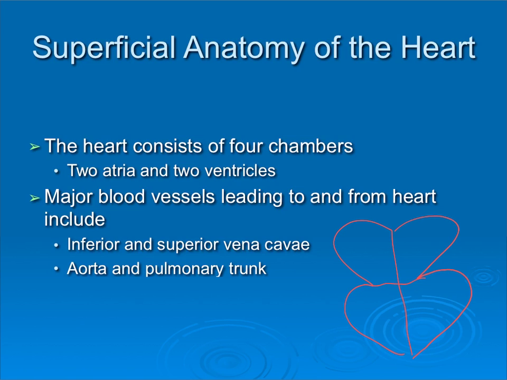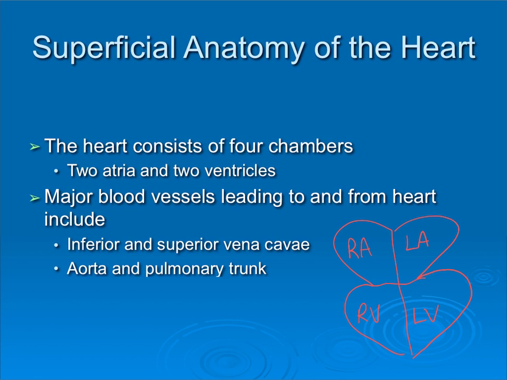Okay, so you have 2 atria. This would be your right atrium. This would be the left atrium. And then the ventricles are the more inferior chambers. So you would have the right ventricle and the left ventricle. Then you have what we call major blood vessels. These are going to be bringing blood to or from the heart.